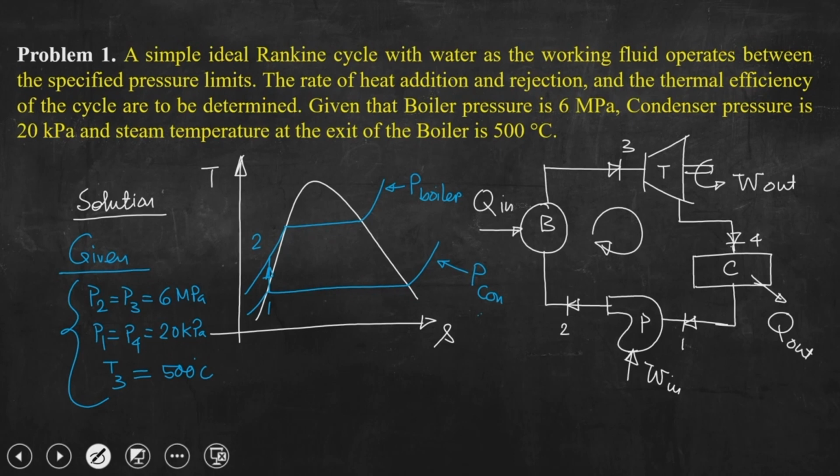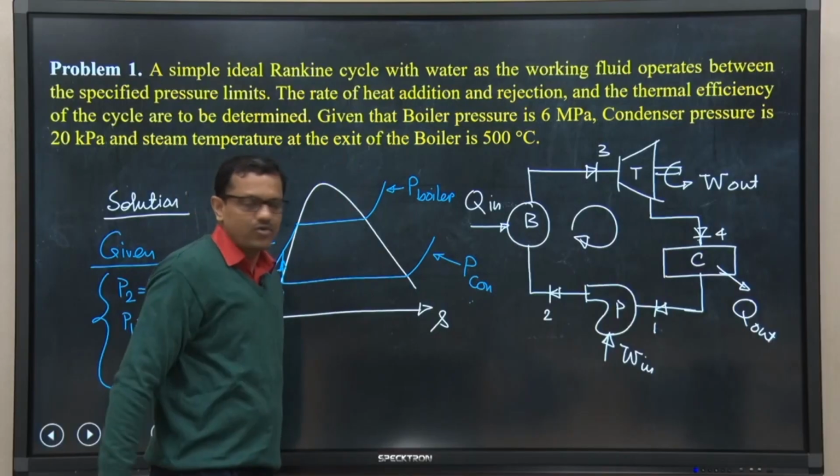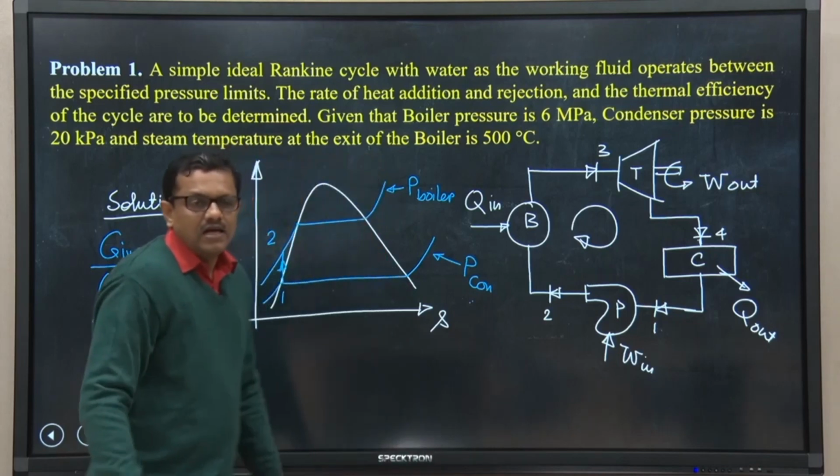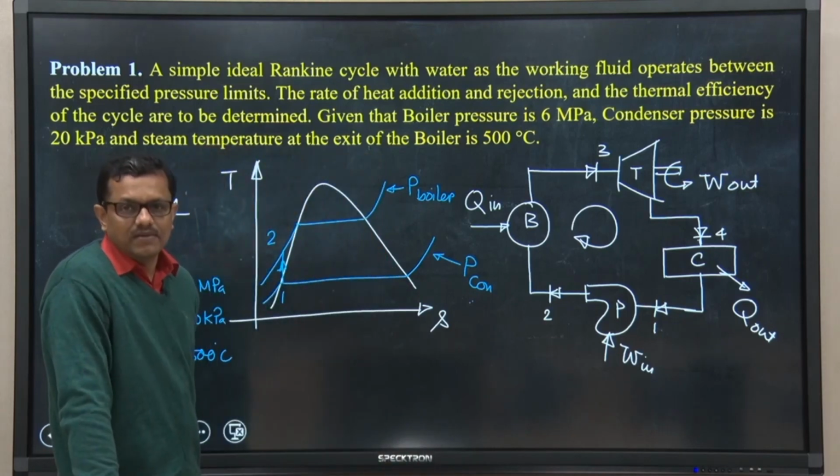Now, what is most important to understand at this point is where point 3 is, whether it will be on the saturated vapor line or in the superheated regime. No matter which, it will lie on the special line, that is the boiler pressure. So, to understand that, let us quickly look at the steam table.